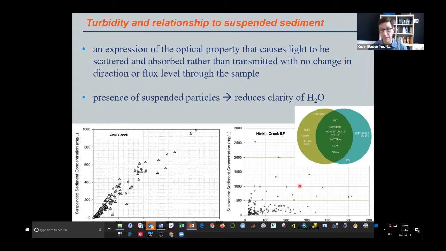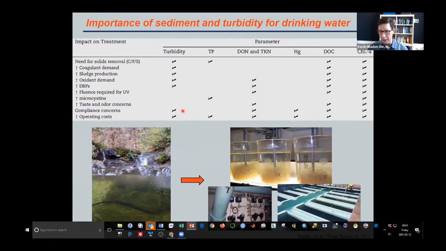And I think it's important to keep that in mind because when we're thinking about treatment, utilities really rely very heavily on turbidity because it's an instantaneous measure. But when we're looking at the literature and headwaters research, a lot of that really relies on suspended sediment concentrations. And so inferring one from the other may or may not be appropriate depending on the location.